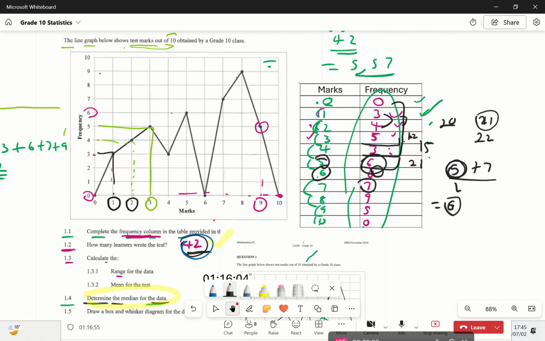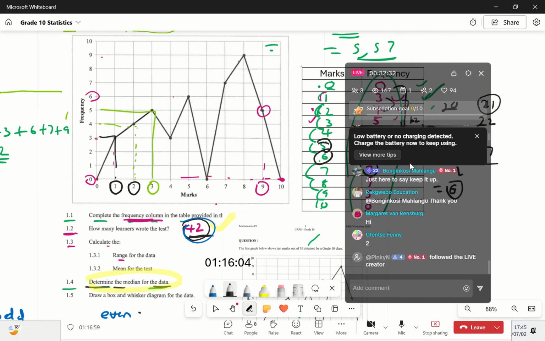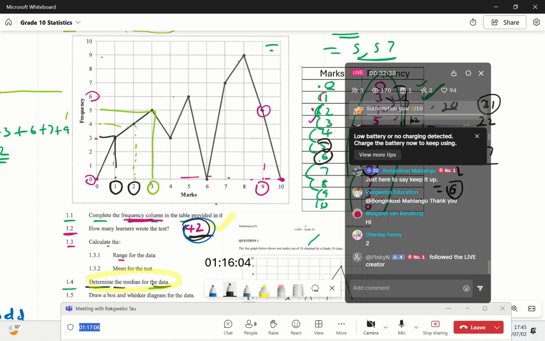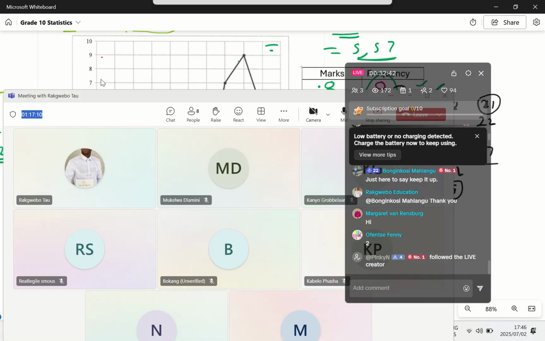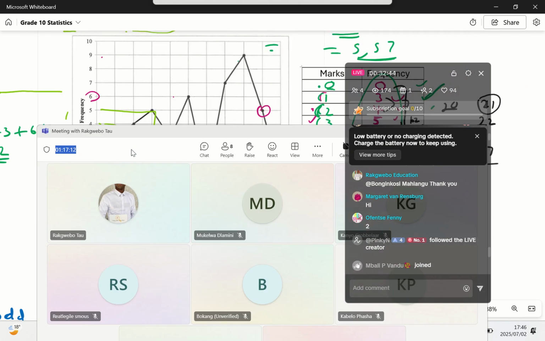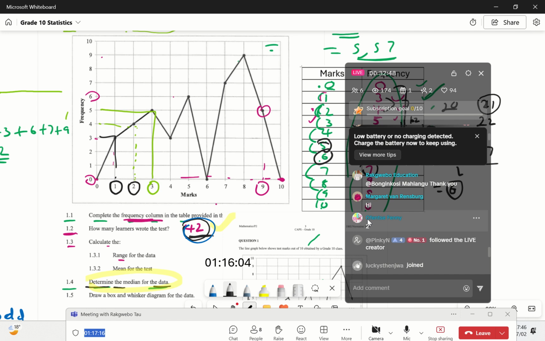Easy peasy, right? Who doesn't understand this? Who does not understand it? Offensive Fanny, do you understand, mate? Do you get it? Yeah? Or Reatlegile? Verstaan jy? Lekker brew, yeah? Lekker brew.